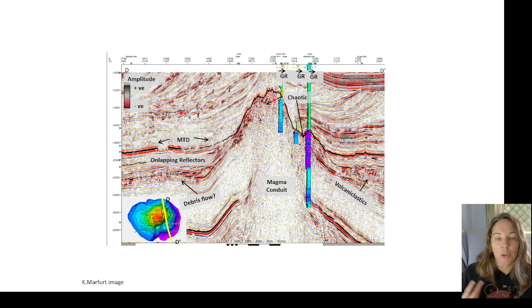Looking into it a little bit more, there are other features that we could pick out. We've got some potential mass transport deposits. Down here, we've got this chaotic pattern. It's probably like 20 milliseconds or so in thickness. Very, very typical of a debris flow. And then over here, we have some volcaniclastics.